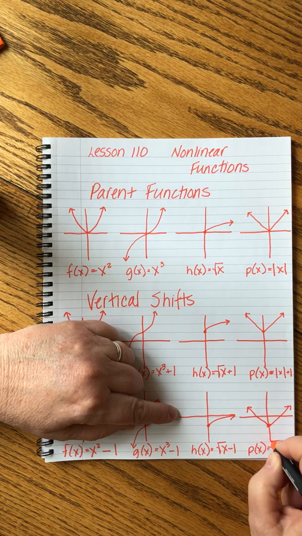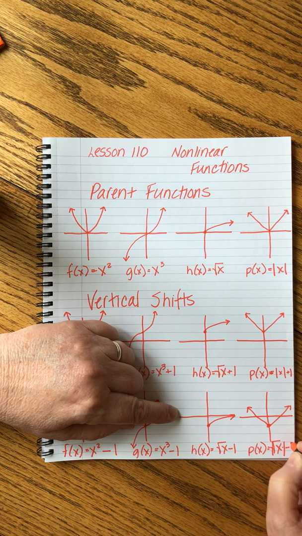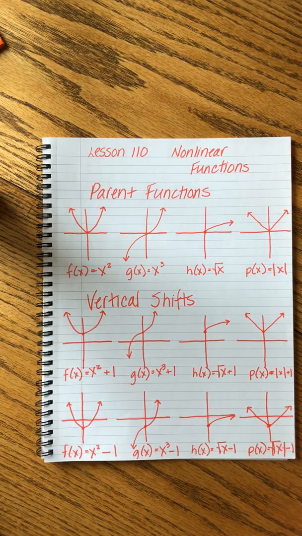Oh, I'm sorry, this is wrong. Absolute value of x minus 1. I accidentally made another pig house there. It's absolute value. Okay, so vertical shifts are super straightforward.